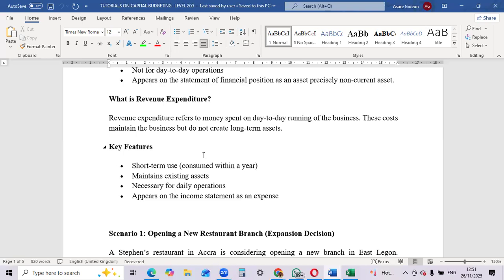We have a motor vehicle, we have a delivery van, and probably the engine or the, what is it called? The gearbox, whatsoever. Now you want to maintain it, so we are going to spend money, and that money that you're going to spend on that particular vehicle is going to be classified as expenditure. That is precisely revenue expenditure, necessary for daily operations, as we talked about, and it appears on the income statement as an expense.